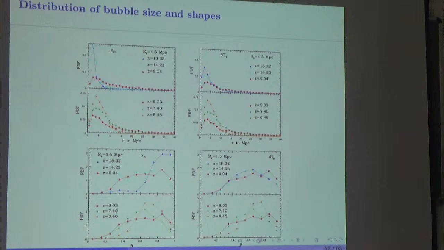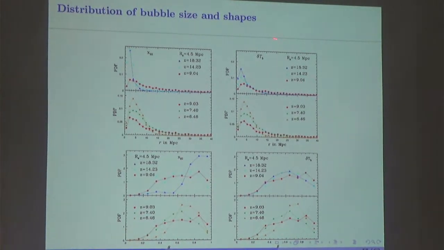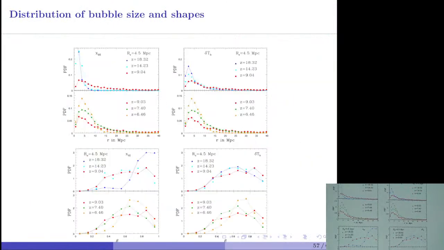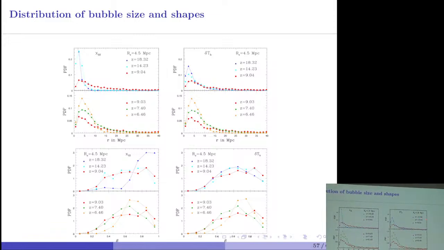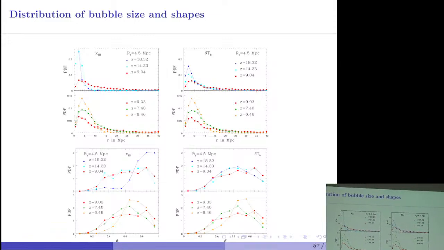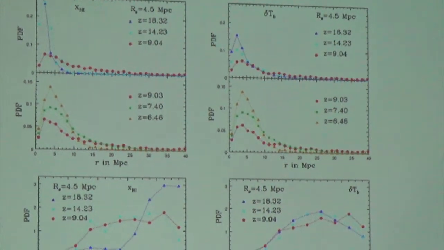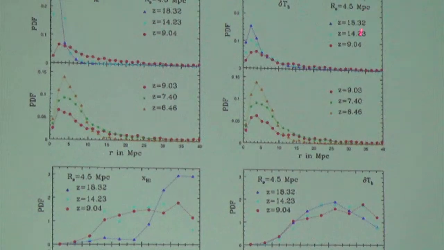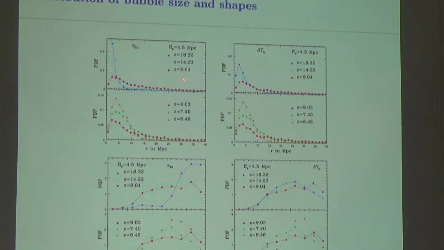Now that we have the data, you can also look at the distribution in size and beta, the probability distributions. This is for the ionization field, and this is for the brightness temperature field. You have all studied that the ionization field dominates over the brightness temperature as the main contributor towards lower redshift, right? So that is what we wanted to compare between the early and late redshift. These plots are for different redshifts, blue, cyan, and red.